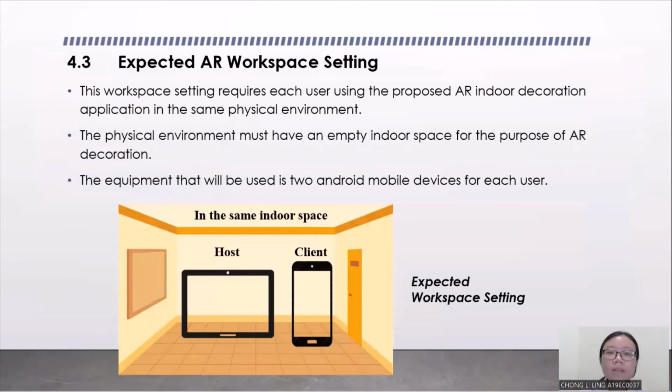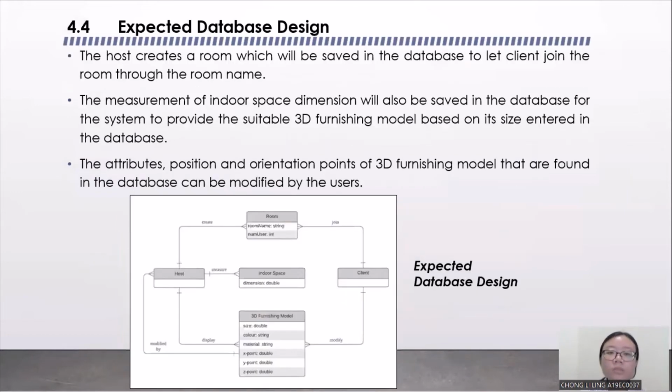And then after that, the expected AR workspace setting requires each user using the proposed AR indoor decoration application in the same physical environment. So the physical environment must have an empty indoor space for the purpose of AR decoration. So the equipment is 2 Android mobile devices for each user. So next, this is a database design.